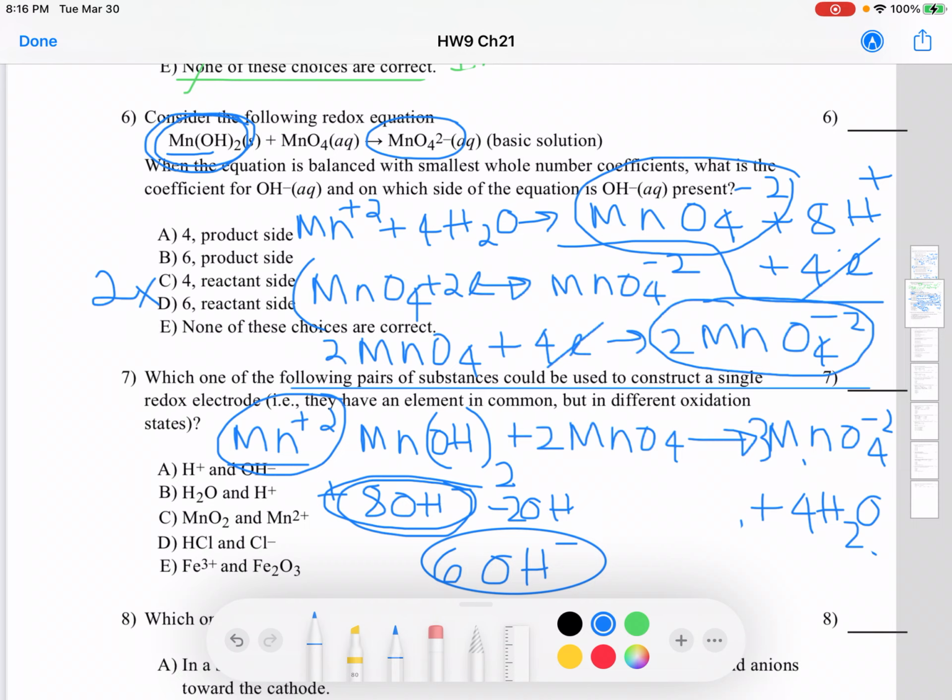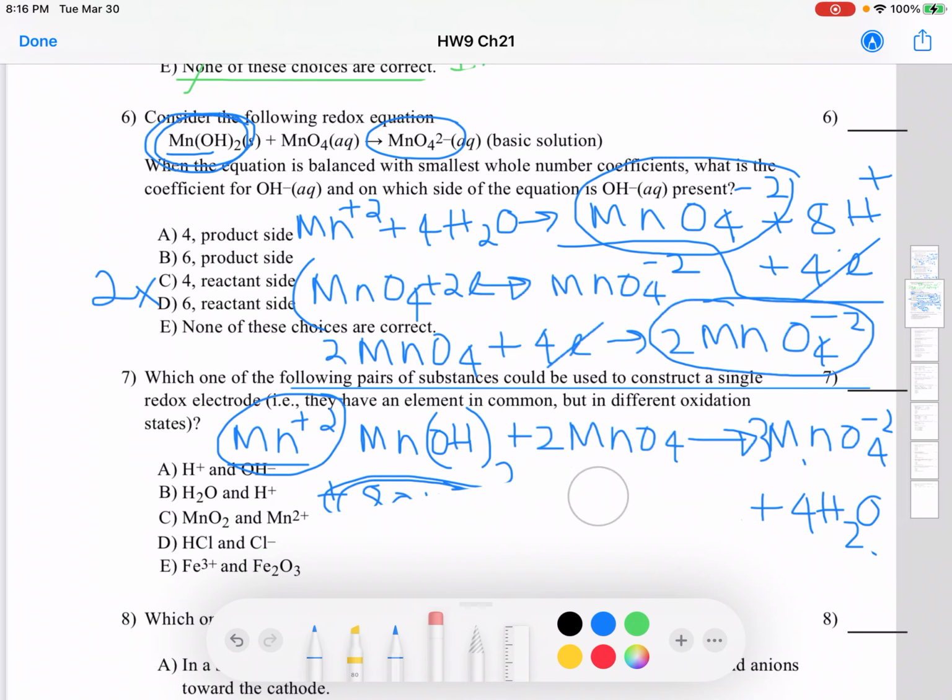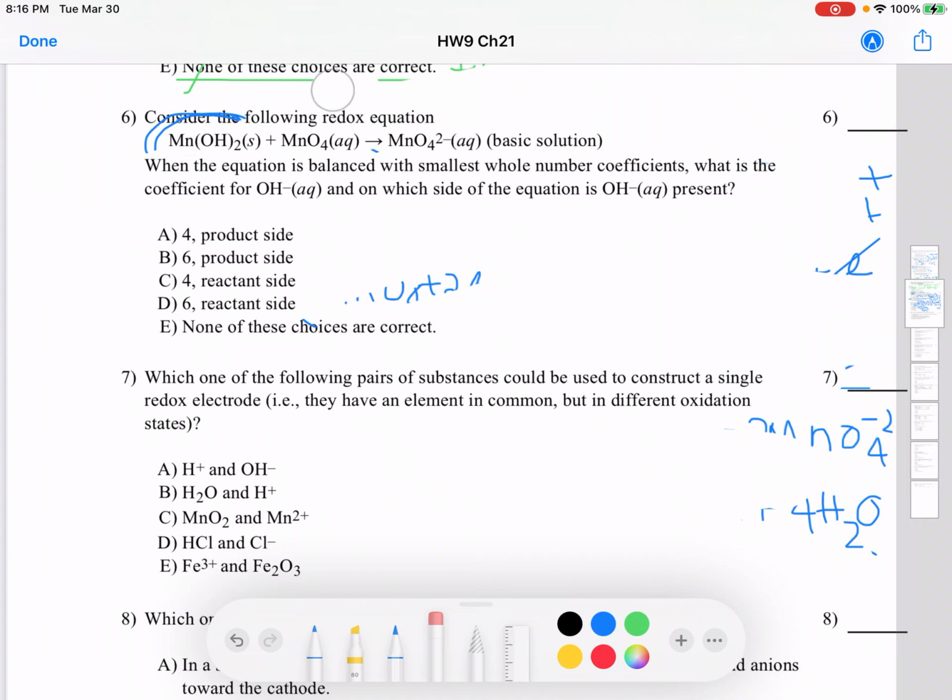We are doing question number 6. So the correct answer therefore would be 6 hydroxide in the reactant side. Okay. Again, try to do this balancing yourself after you learn how to do it, just to get practice. Okay, so the next one.